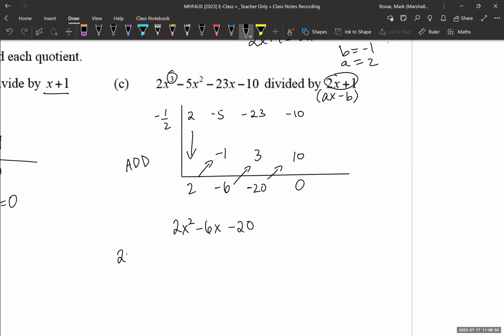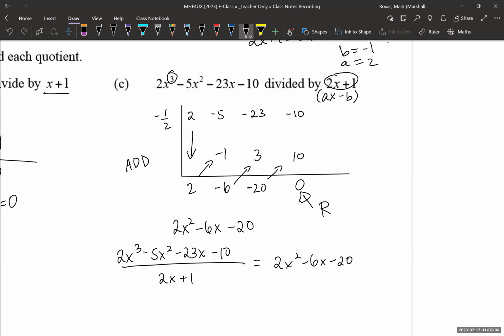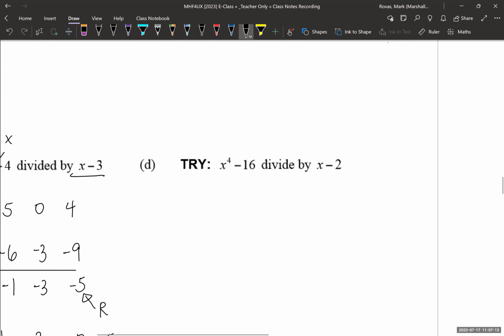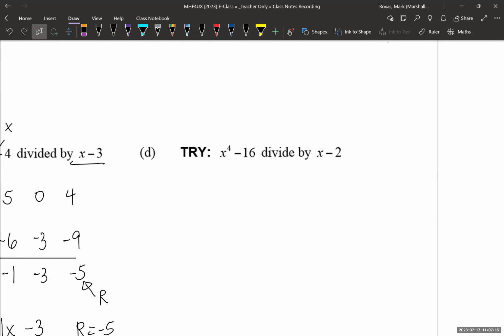In the proper division statement, we can express that as follows. Write up the cubic polynomial divided by 2x plus 1, equals our quotient 2x squared minus 6x minus 20. And the fact that our remainder is 0 says that 2x plus 1 is a factor of this polynomial. So pause the video. I want you to try this question.